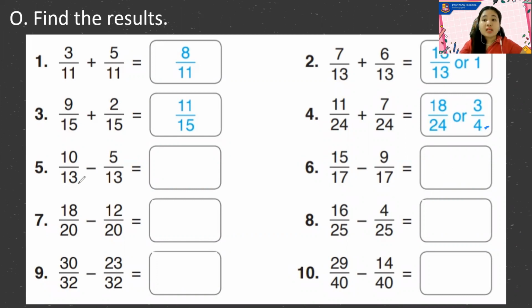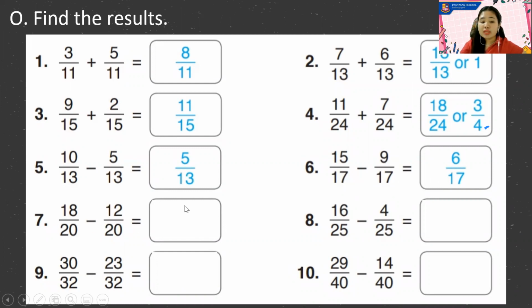Okay, number 5. 10/13 minus 5/13. So 10 minus 5, the answer is 5/13. Very good. Next, 15/17 minus 9/17. So 15 minus 9, the answer is 6/17. Okay, next, 18 minus 12 or 18/20 minus 12/20.